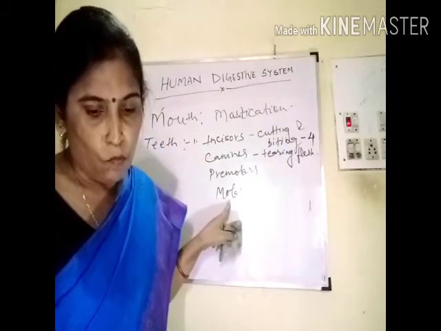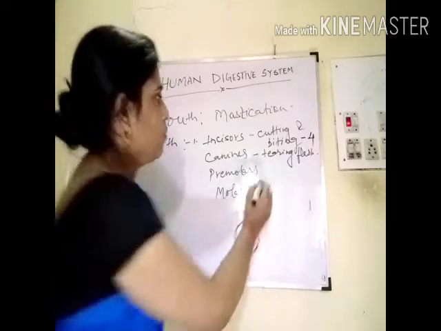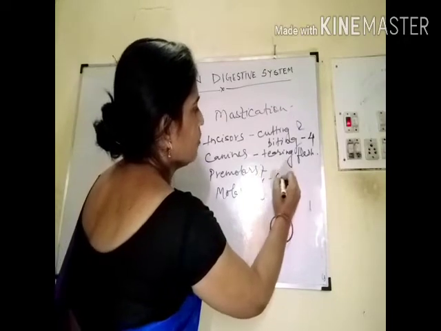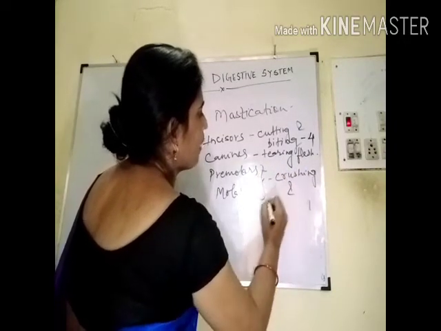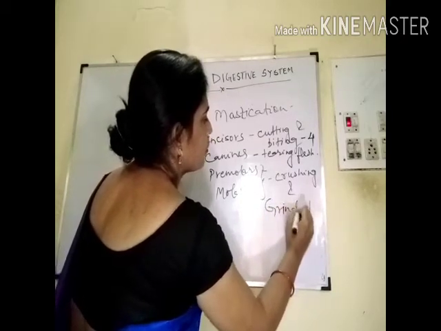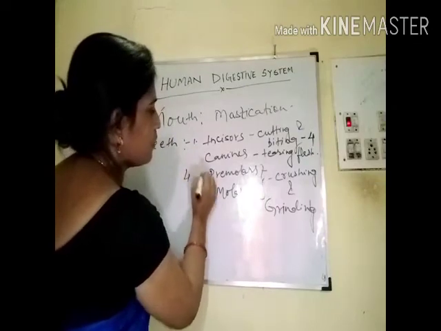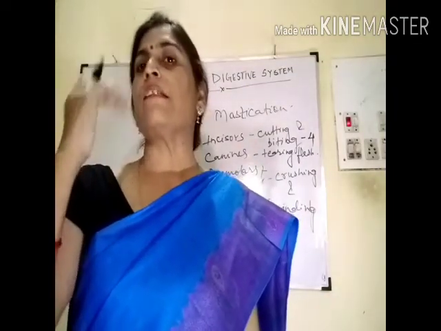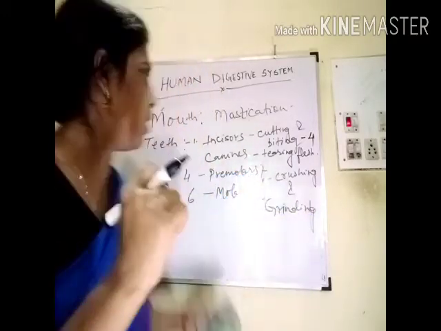Premolars and molars. Their numbers are 4 premolars. Although both have crushing and grinding, and premolars 4 in numbers in each jaw and 6. So in each jaw we have 16 teeth. We have one dental formula.